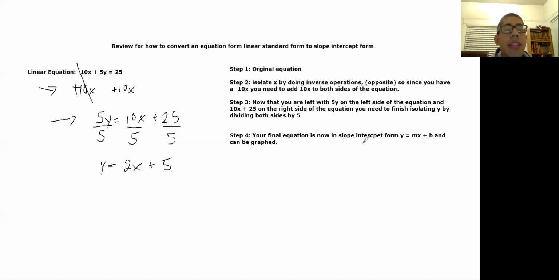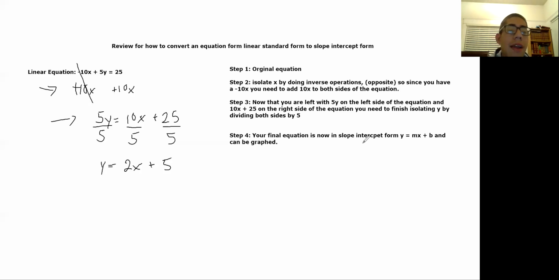So once you're at this point, y is on the left side of the equation. It's not technically by itself. There's still a 5 in front of it, right? So now we're on step 3. Now that you're left with 5y on the left side of the equation and 10x plus 25 on the right side of the equation, you need to finish isolating y by dividing both sides by 5.